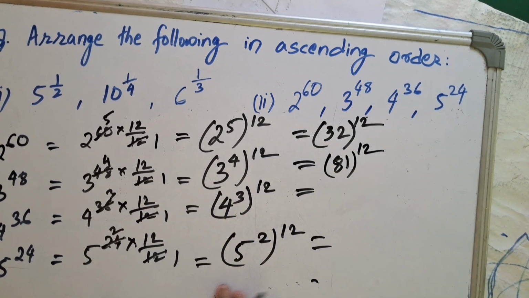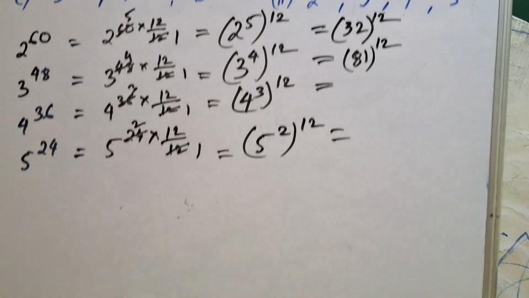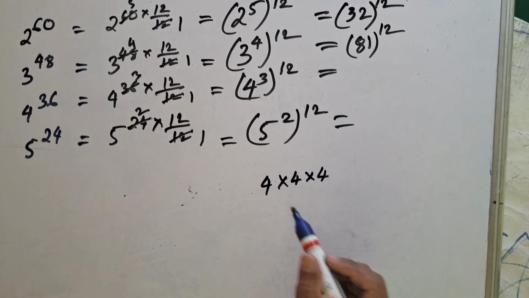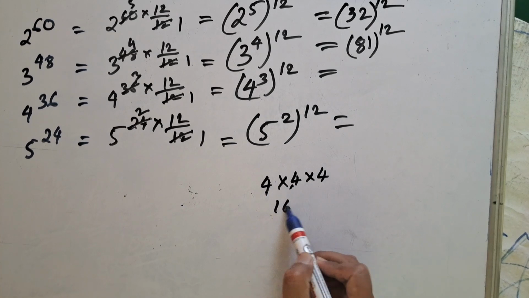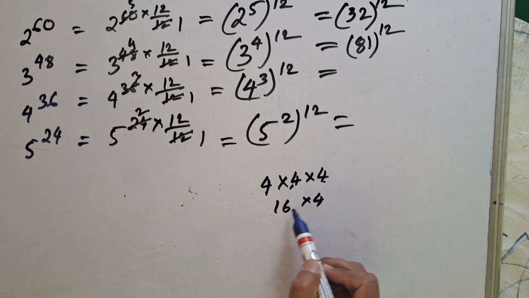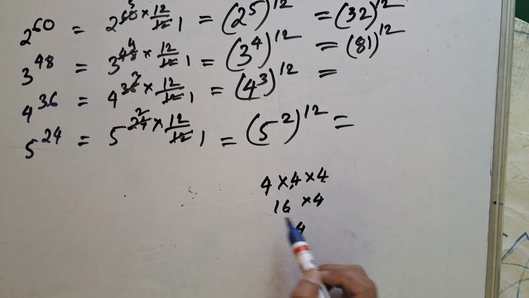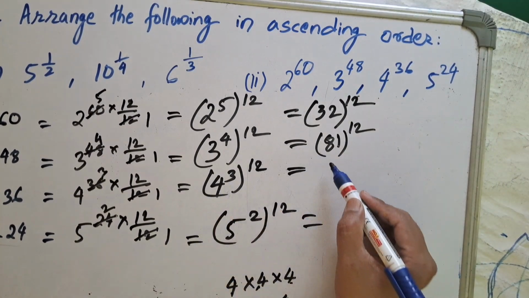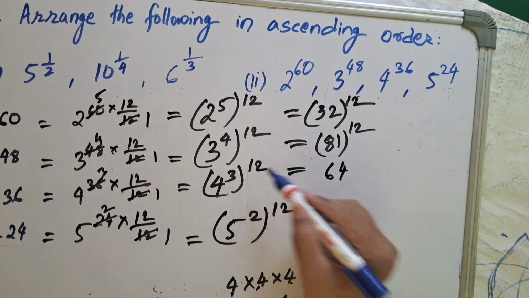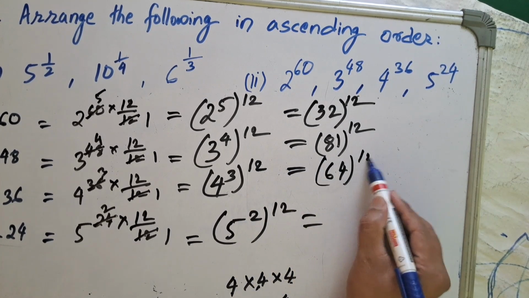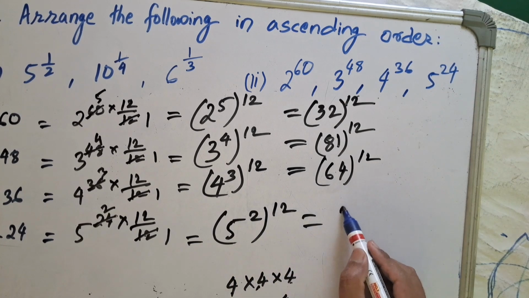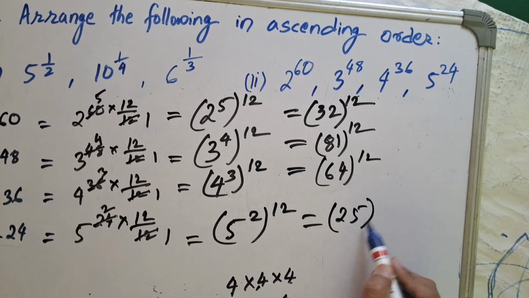4 cube means 4 multiplied 3 times, 4 into 4 into 4. That is 64. 4 4s are 16 into 4, so 4 6s are 24, 4 1s are 4, 5 6, 64. 4 cube means 64 whole to the power 12. 5 square means 5 into 5, which is 25 whole to the power 12.